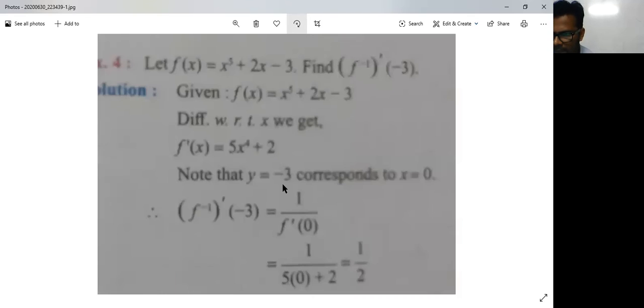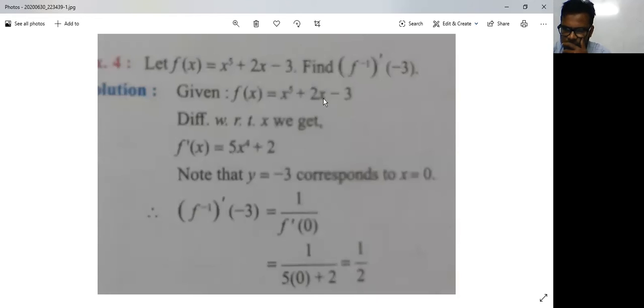Okay, when y is -3, x becomes 0, so (f inverse)'(-3) will be 1/f'(f inverse of -3), because x is 0, right? So this will be 1/(5x^4 plus 2), and 0 raised to 4 is 0, plus 2, that will become 1/2. So first you have to differentiate this.